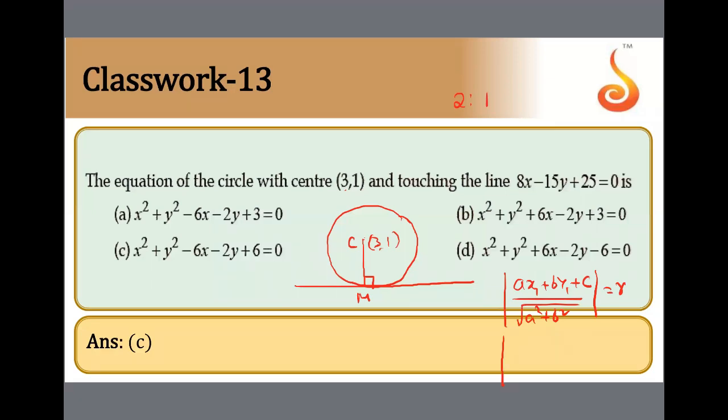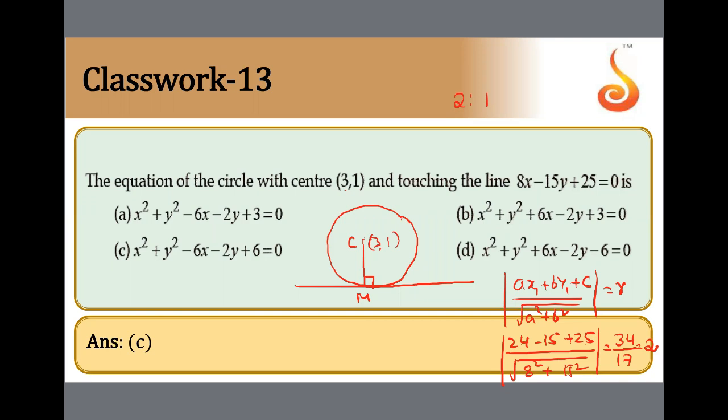So what we get? a x1, 8 into 3 is 24. Minus 15 into 1 is minus 15. Please don't raise your hand, I can't reply to you. If you have any doubt, please ask. Plus the constant gives 25. In the denominator, a square is 8 square plus 15 square. What's the radius you get? 34 by 17. You get radius equal to 2.